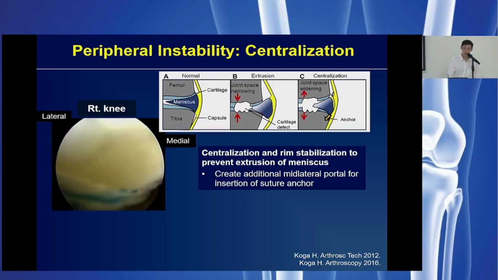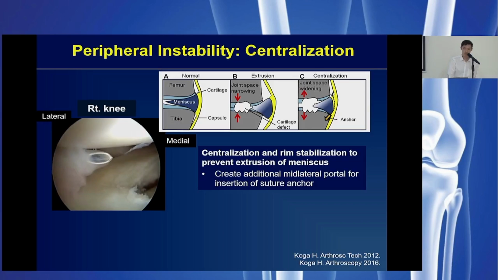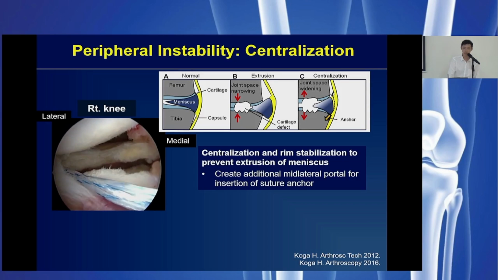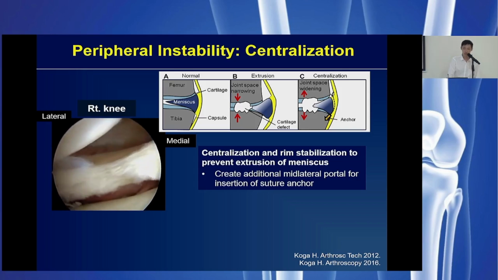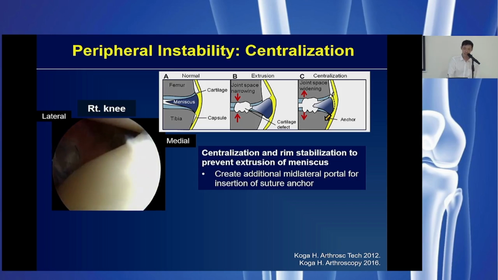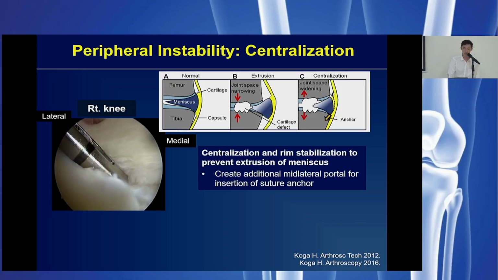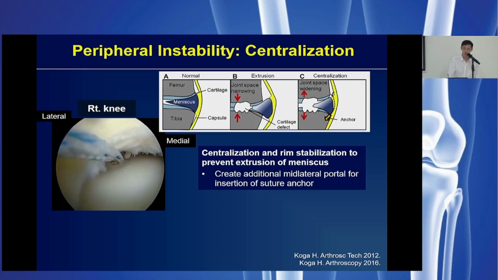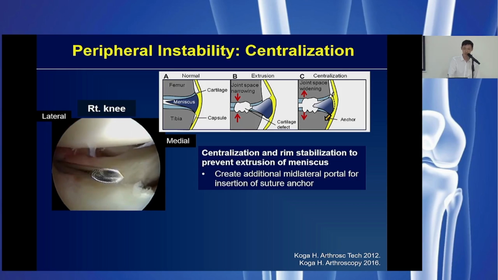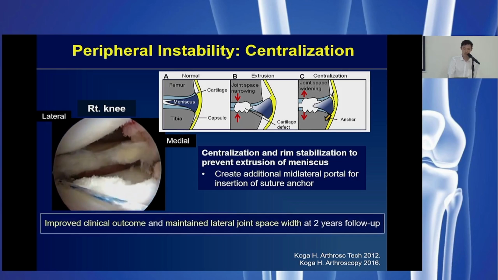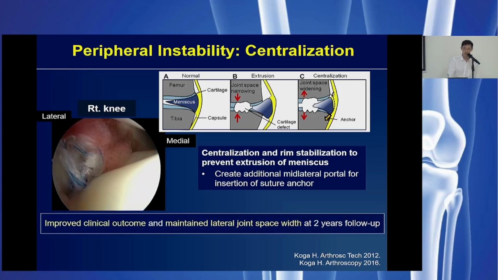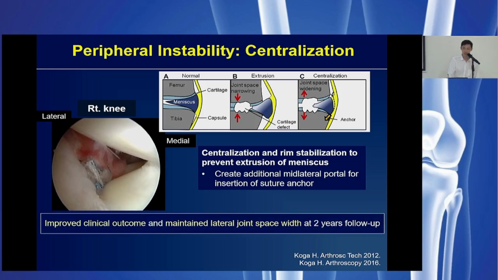Peripheral instability of the meniscus may also lead to extrusion, which can increase osteoarthritis. So, in 2012, Koga described the centralization technique using suture anchors to repair the meniscus back to the tibial plateau edge to prevent extrusion. The result at 2 years follow-up showed improved clinical outcome and the lateral joint space was maintained.